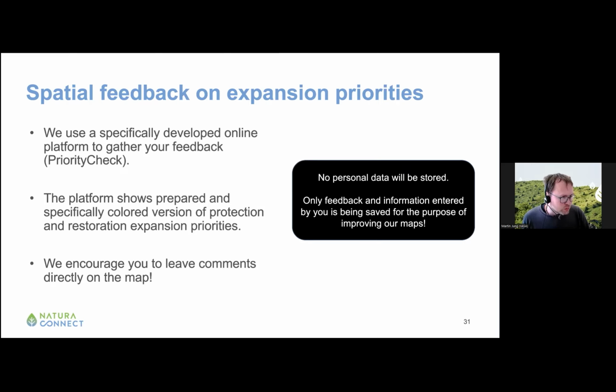The platform shows the prepared versions of the priority maps that Luis showed earlier, and they are very specifically colored so that, for instance, different protection, restoration, and expansion priorities are directly visible. We would really encourage you to directly leave comments on the map itself. You can go on the map, click on certain areas and leave, for instance, a comment that this area looks good, or I have a problem here because of X, Y, or it would be good to know more why this was selected, etc. We would really welcome your feedback in various dimensions. And you will also get some overarching questions later, which will help guide what we can gather from you.